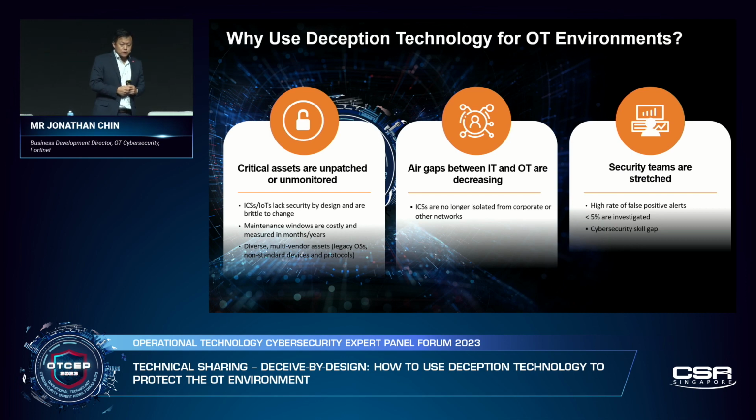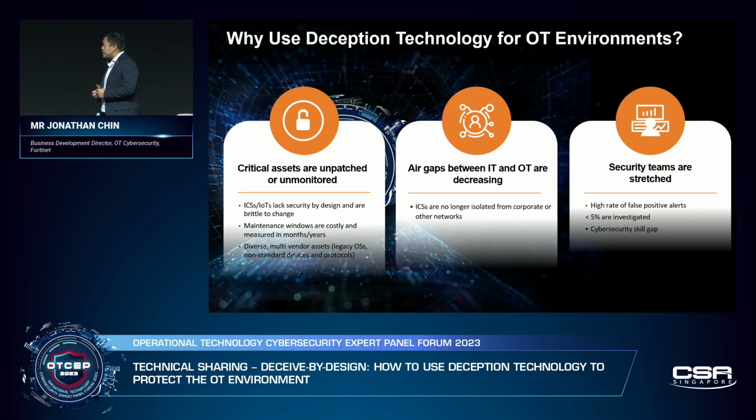The other thing is also about diverse multi-vendor assets. You do have a lot of systems that are legacy OS, and you don't really have patches for them. What decoys can do is secure those assets by, again, placing a whole deceptive layer over them. Why use deception technology again? Because for IT and OT, the air gap is decreasing. It's a trend. In most companies, when I talk about Industry 4.0, it's all about integration.